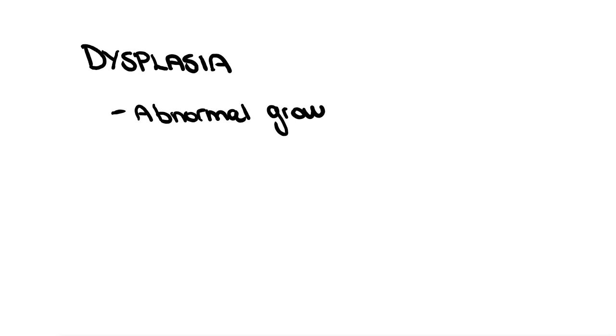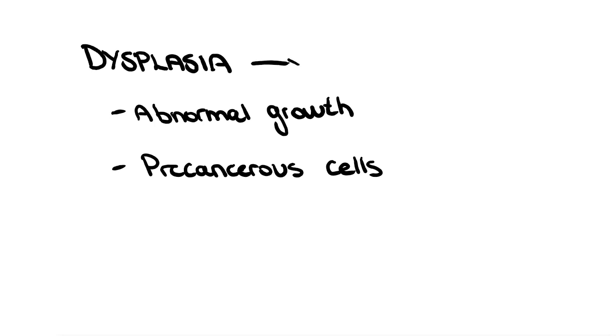Now, you've heard the word dysplasia a couple of times in this video already, so let's find out what that means. Dysplasia, translated from Latin, means bad formation, and is basically a disorder of cellular growth. Dysplasia is a proliferation of precancerous cells, and as it progresses, it may lead to carcinoma.